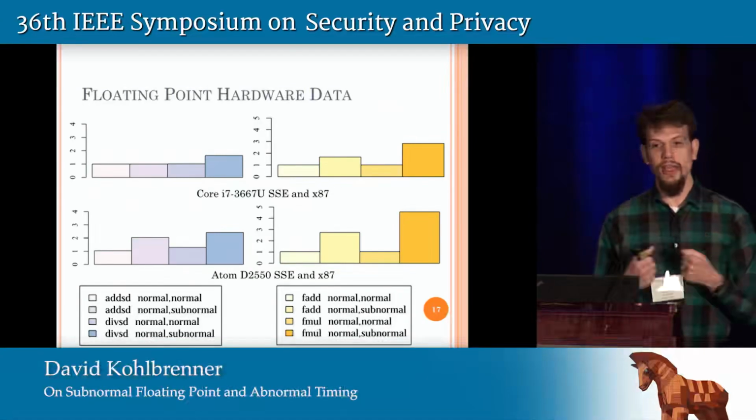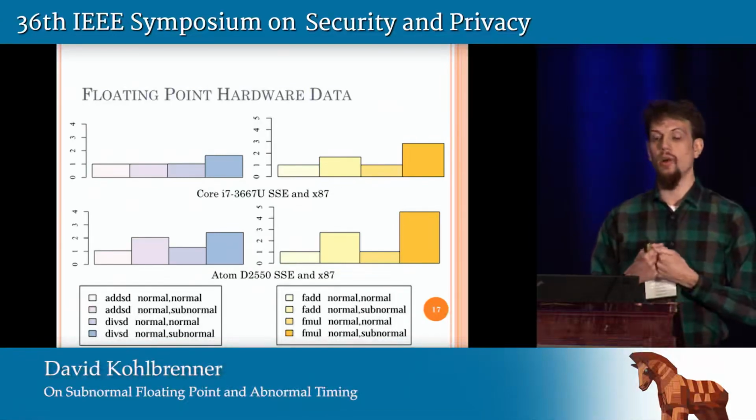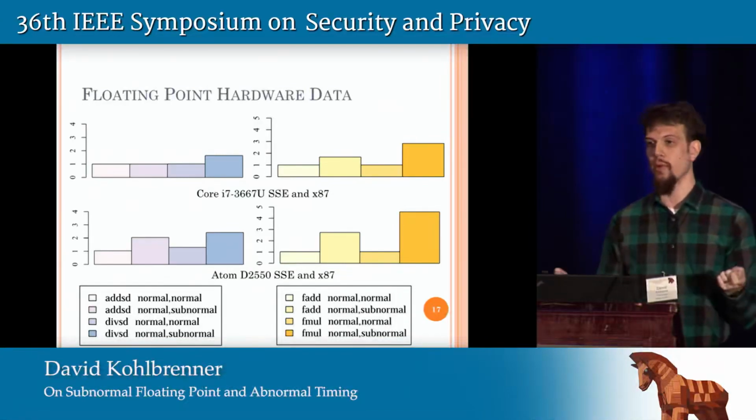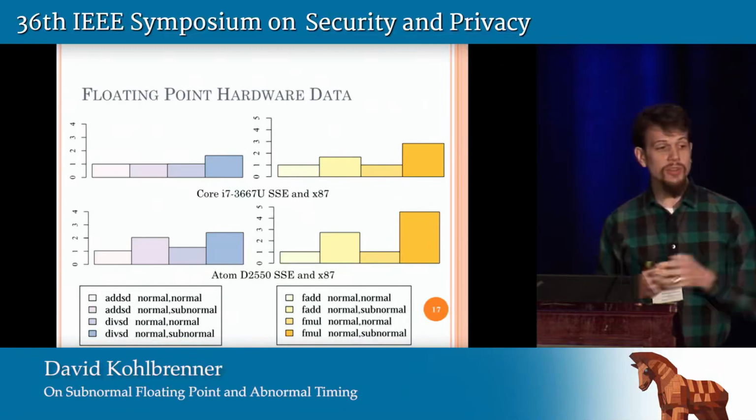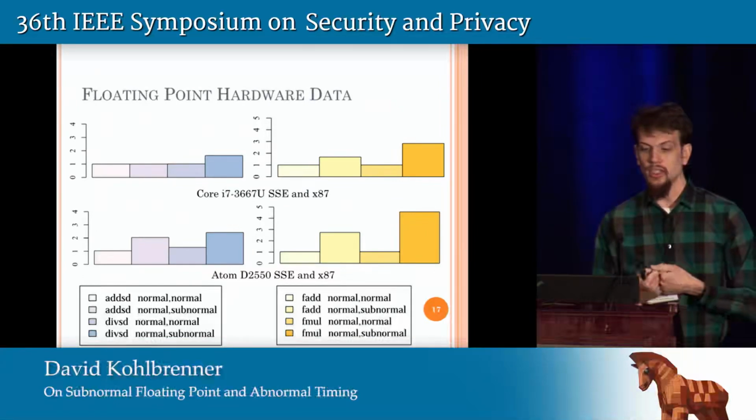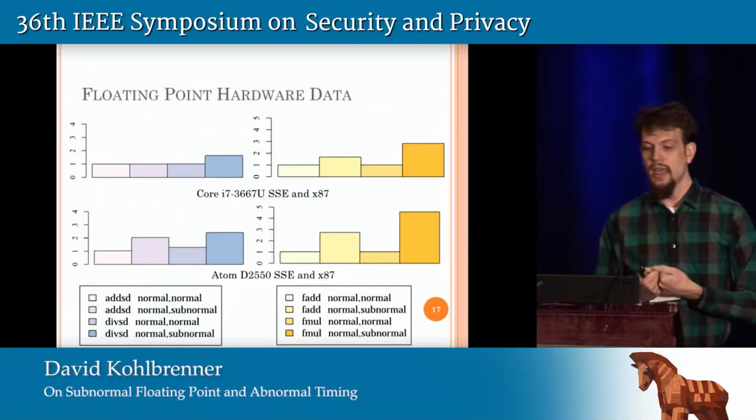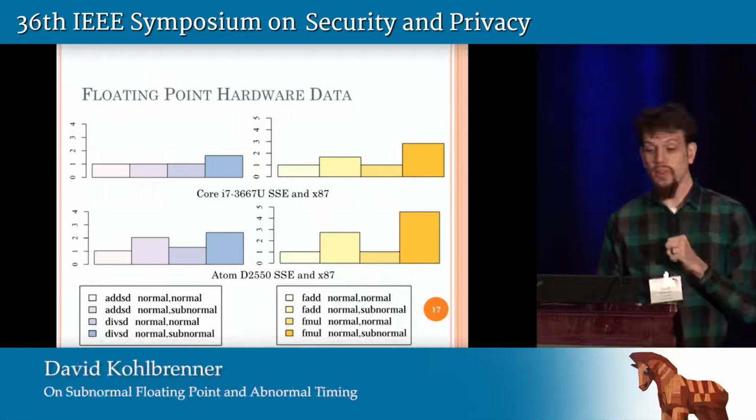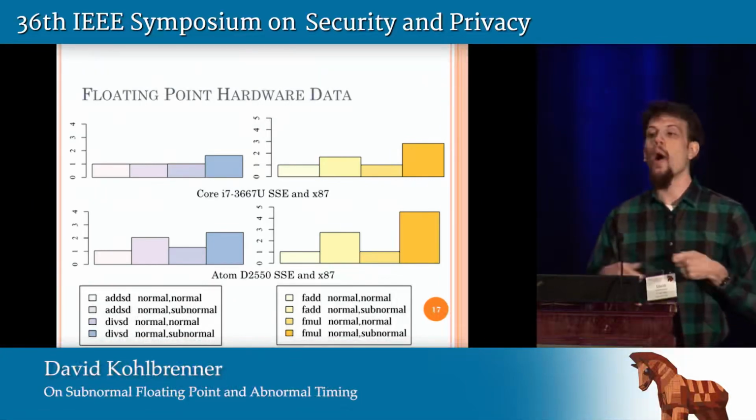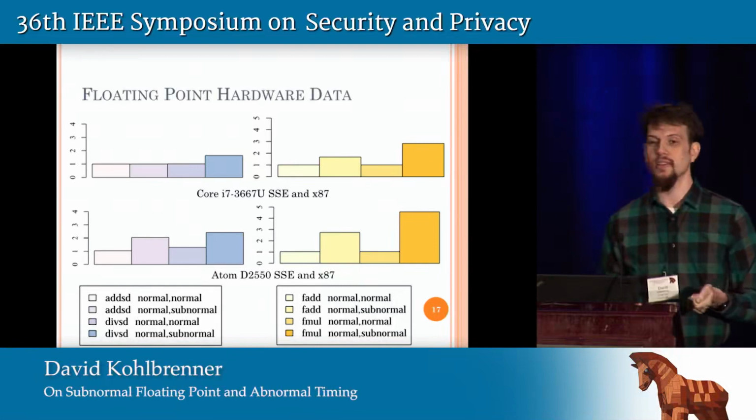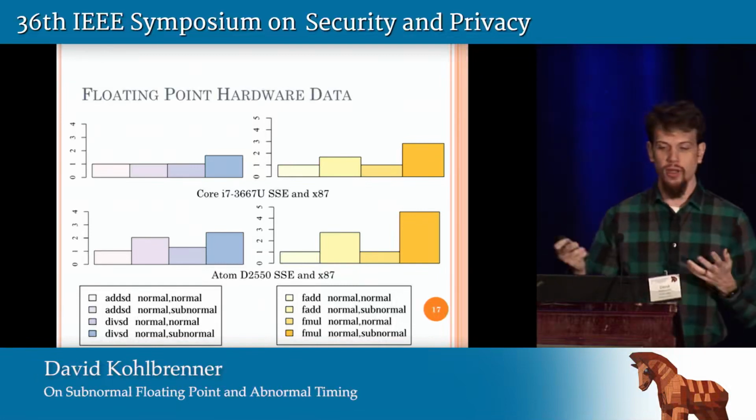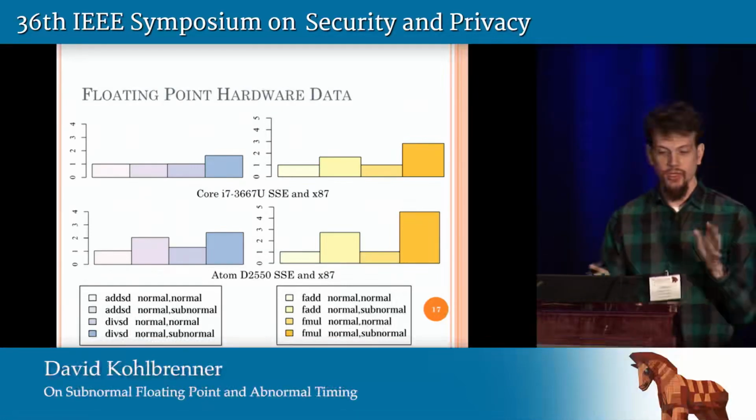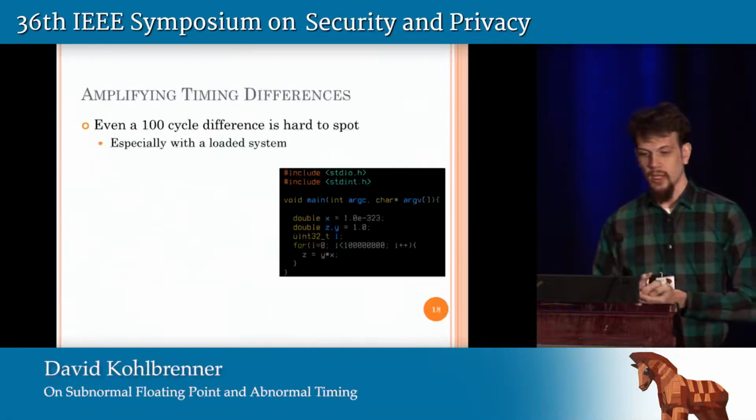And these are all normalized graphs to how long add normal value plus normal value takes. So on the i7, as you can see, we have some variation. Division with a normal and subnormal is nasty. The x87 is worse on both of these, and the Atom is notably kind of all over the place. So these are just for normal and subnormal, but there's actually a wide variety of timing differences with special cases like zeros and ones and extra large values and that sort of thing. And you can see the paper for details on that.